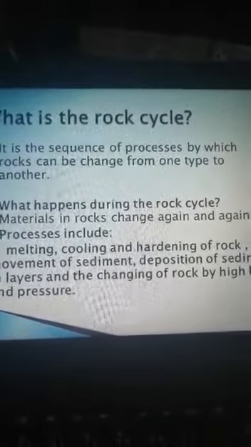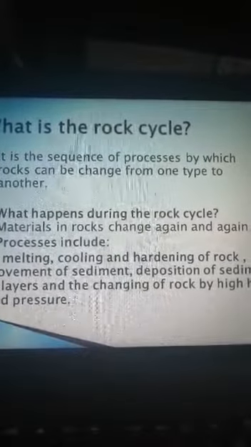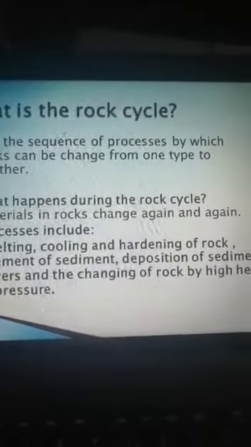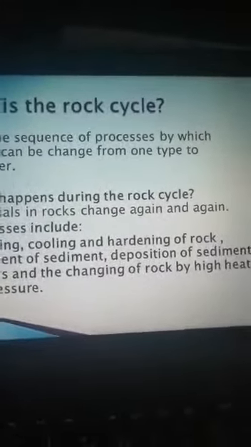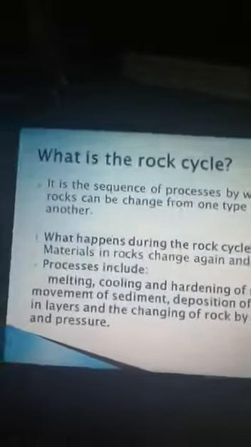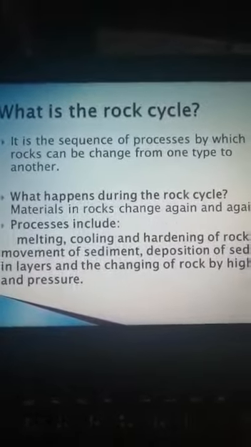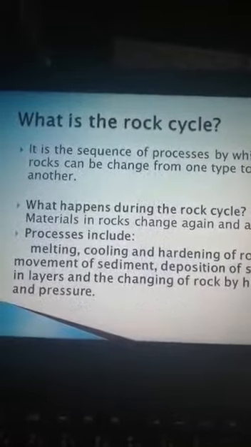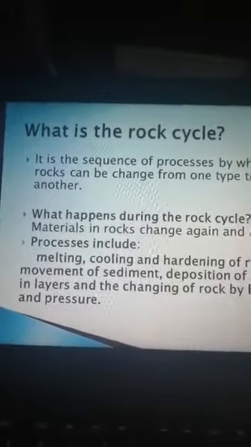So, another definition of the rock cycle. What is meant by the rock cycle? It is the sequence of processes by which rocks can be changed from one type to another. The changing of rock from one type to another is called the rock cycle. So, what happens during the rock cycle? Materials in rocks change again and again. So, materials in rocks will change many times.